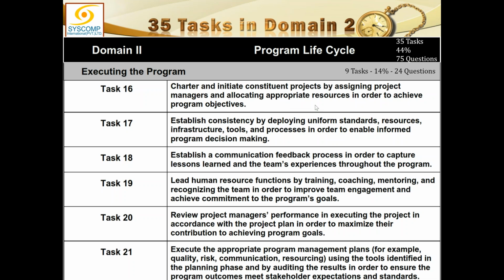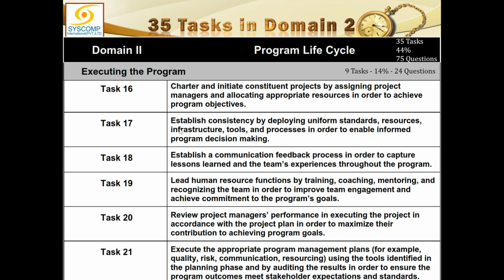So again, as we said, there were about 2 questions each coming out of this thing. Out of the 9 tasks we are having, no, there are not only 2 questions per task, there are going to be 3 questions per task almost. So how to charter the constituent project, and how to select the project manager for project objectives, alignment with the program, and all that. These could be some of the areas in which you could be tested here.